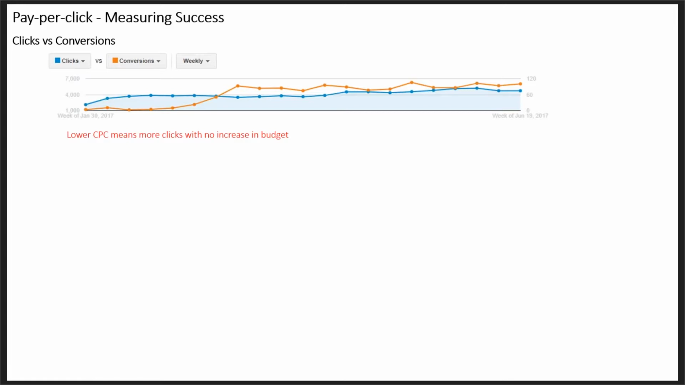Our first graph on this slide shows clicks versus conversions for a client who thought they were tracking conversions and just weren't getting a whole lot. Turns out they weren't tracking every form of conversion that they were getting. They went from getting less than 30 conversions a week to seeing over 100 per week. This shows how important it is to make sure you know what you're tracking and constantly are checking to make sure your tracking code is working.